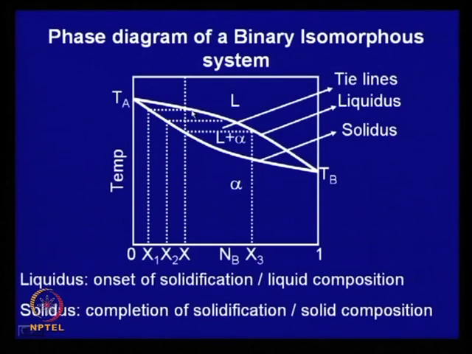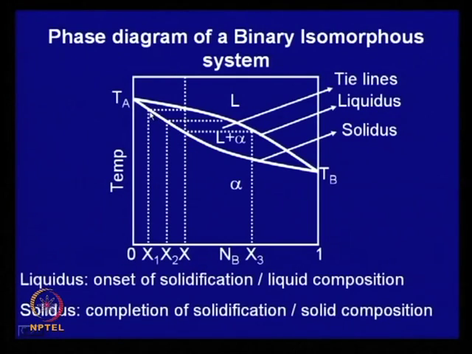Obviously, the liquid will get enriched in B. So, the liquid will now start following this composition. As it cools down, the composition of the liquid will change along this, and the composition of the solid will change along this. But we have seen that the composition of a solid can change only by the process of diffusion. In the liquid state diffusivity is several orders of magnitude higher. So, the composition change in the liquid will be quite fast, but the composition change in the solid will take time.